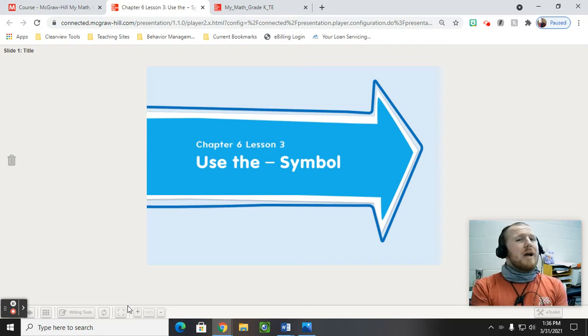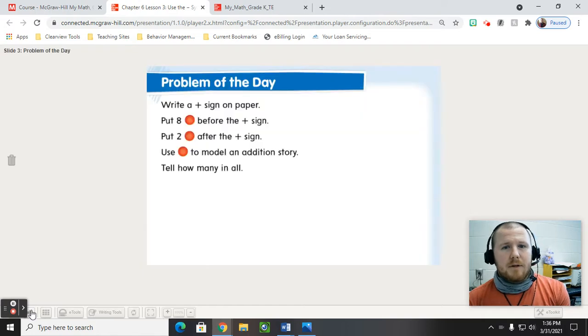We're learning about subtraction, but now we're going to be talking about the minus symbol. So we've seen it already, we kind of know what it is, but we're going to practice using it a bit more in this lesson. So let's move forward.